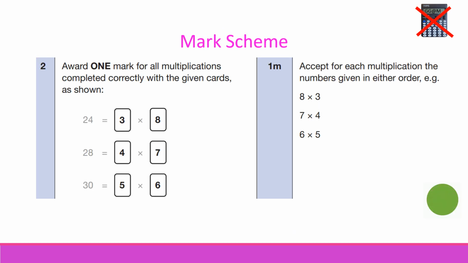The mark scheme on this question shows there is 1 mark, so 1M means 1 mark, for getting all the correct answers. It doesn't matter the order you put the numbers in, so 3 times 8 or 8 times 3, either way round you will get the mark, whatever order you wrote them in.